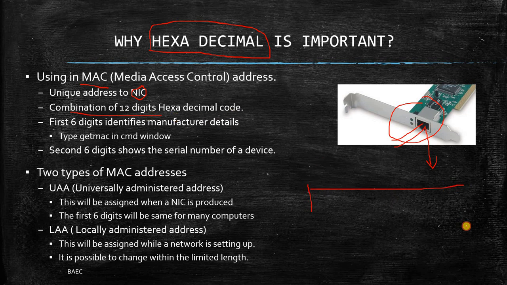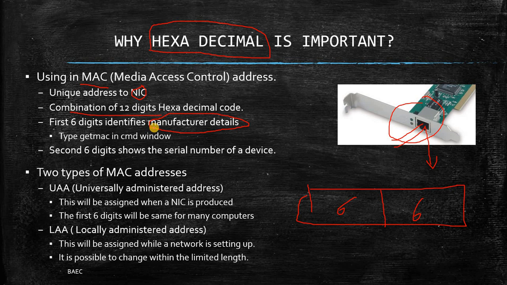So if I divide these 12 digits, the first 6 digits and the second 6 digits are all hexadecimal code. I repeat, all are hexadecimal code. The first 6 digits are used to identify the manufacturer details.